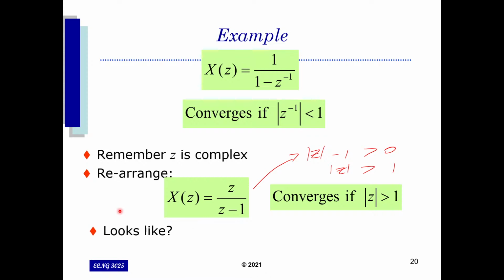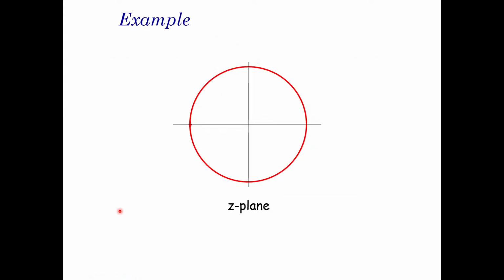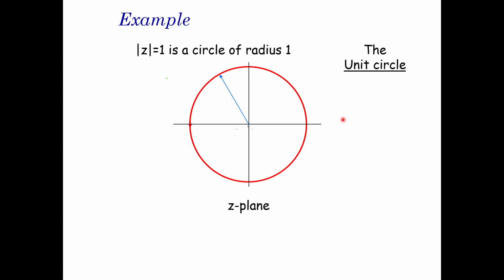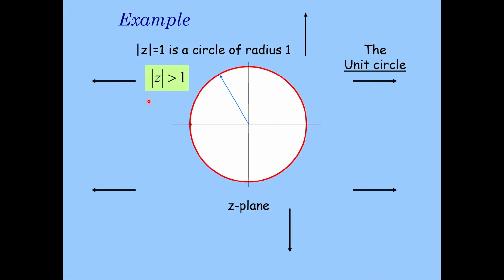So the question is, what is this going to look like in our z domain? So we have our unit circle here for our z plane, and we know that the magnitude of z equal to 1 is just going to be the circle here with radius 1, giving us our unit circle in the z domain. But magnitude of z being more than 1 is going to be everything outside the unit circle that we're going to be shading. If there was magnitude of z less than 1, we'll be shading inside the unit circle only.